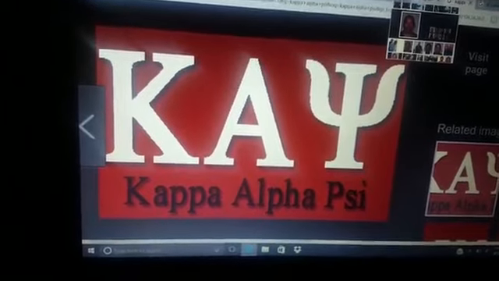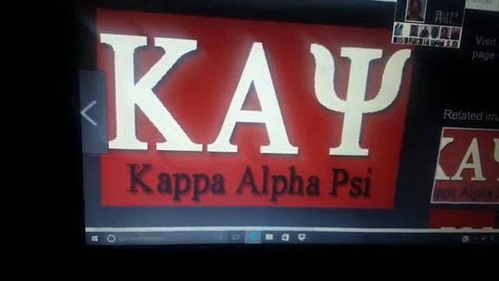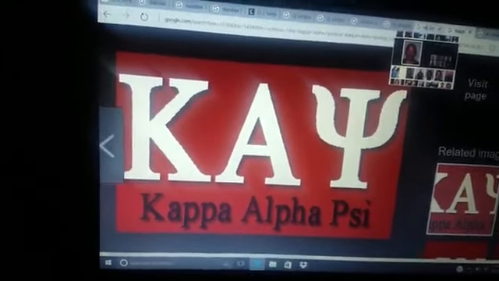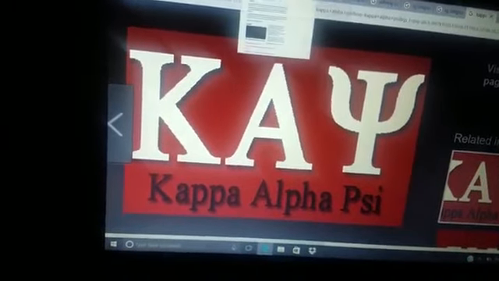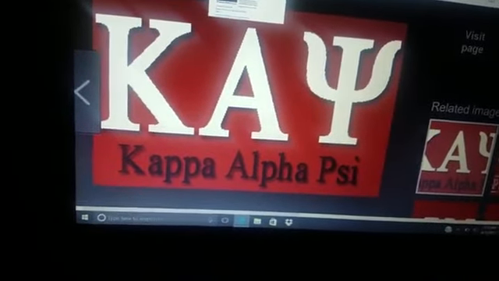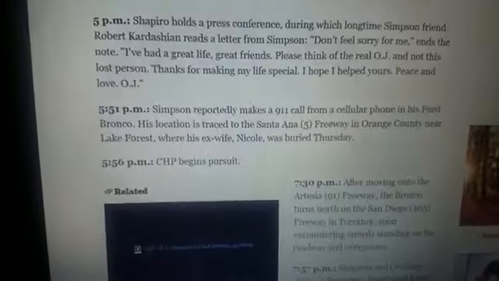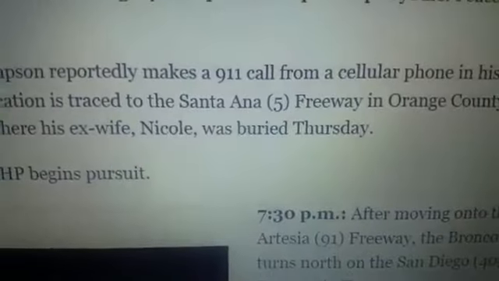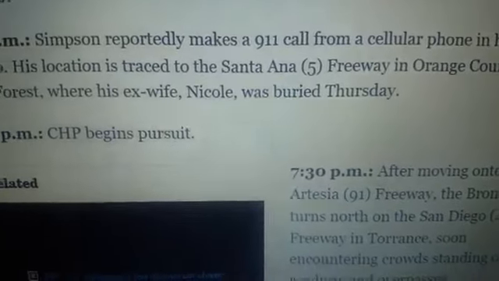Okay? So, we are going to go back to this 5 connection with this O.J. Simpson chase. Okay, the O.J. Simpson chase started on Santa Ana 5 freeway.